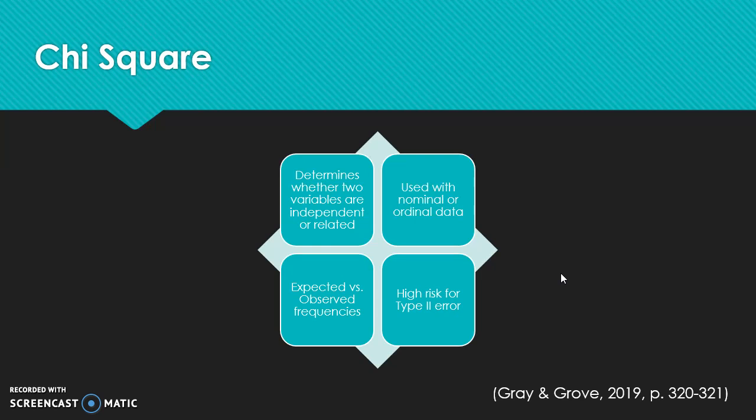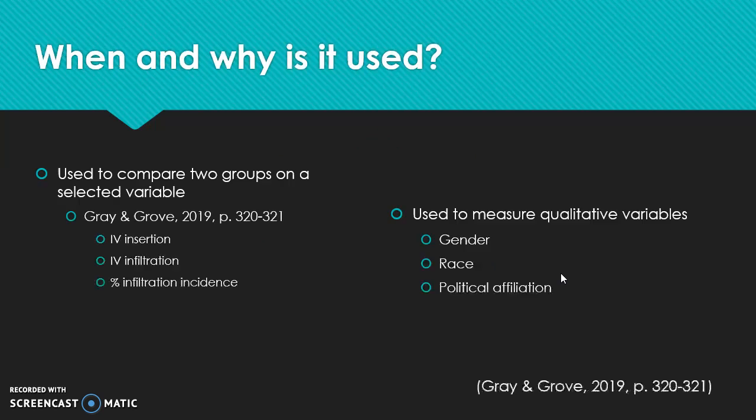So the issue with chi-square tests is that you run the risk of a type 2 error. What we learned about type 2 error is that the outcome of the study is non-significant when in reality it is. This is an issue because sometimes you don't have a large enough sample size. You need to have a large sample size, but you run the risk of a type 2 error in this type of study. So when do we use it and why do we use it?